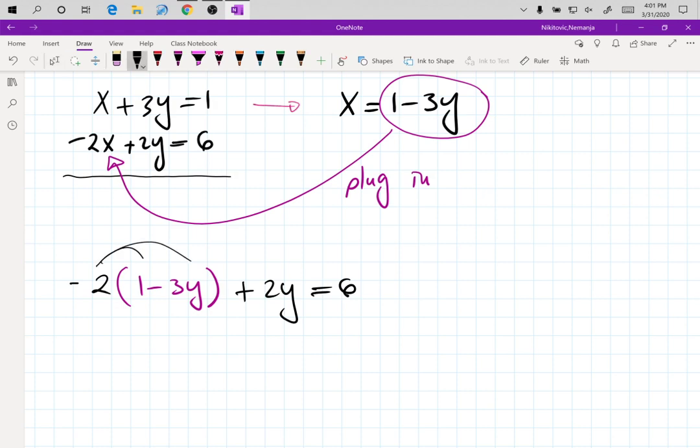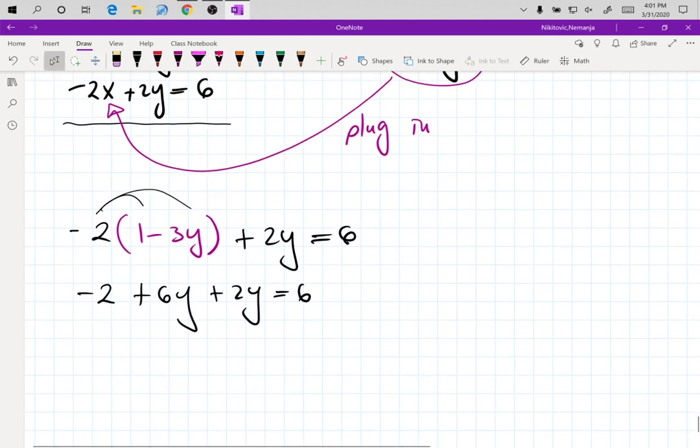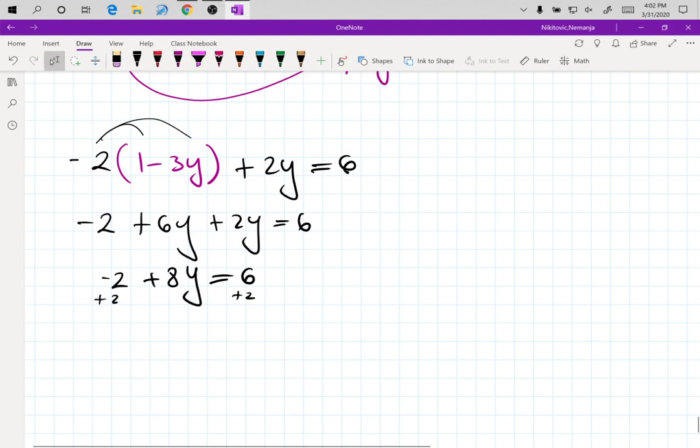So distribute negative 2. We get negative 2 plus 6y plus 2y equal to 6. 6 plus 2 is 8, so negative 2 plus 8y is equal to 6. We add 2 to both sides because we are solving now for y. These guys cancel, and I get 8y equals 8. Oh, how convenient. Divide both sides by 8. y is 1.